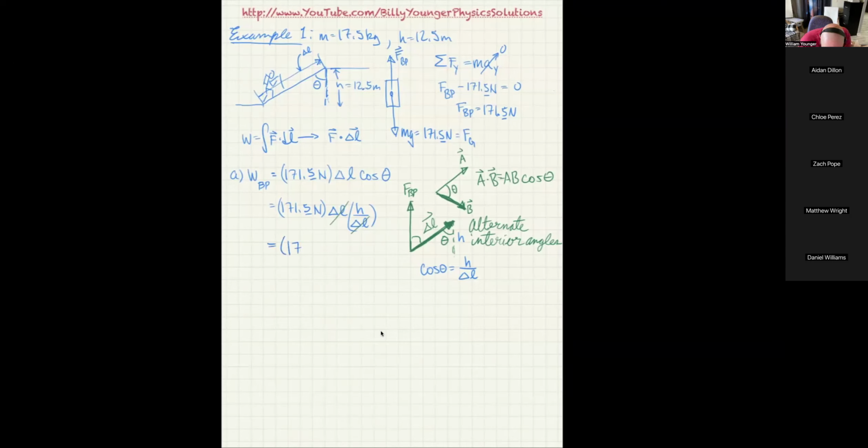So we get 171.5 newtons again times the h, which is 12.5 meters. So when I multiply this, I get 171.5 times 12.5, and that gives me 2,143.75. And the units are Newton meters, but as I told you, the Newton meter is defined to be a joule.